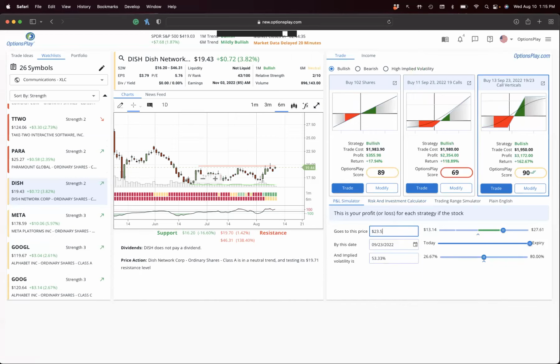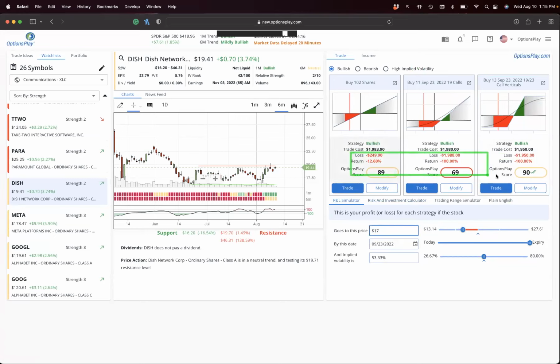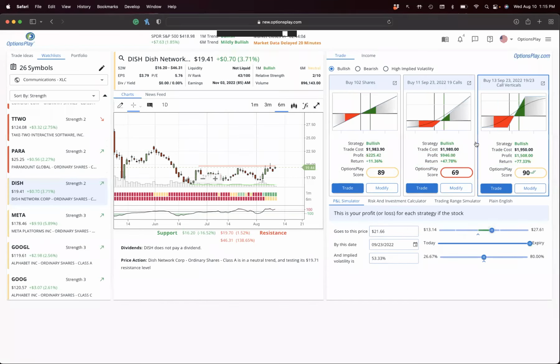So if the stock reaches 23.5, I know I'll make $413 in the stock, $3,000 in the call, and $3,200 in the call spread. And then if the stock doesn't go in the directional view that I expect it to, I lose roughly the $2,000 that I'm willing to risk on this particular trade. So this allows me to make a fair apples to apples comparison between different strategies and know what my potential risks are and what my potential rewards are.